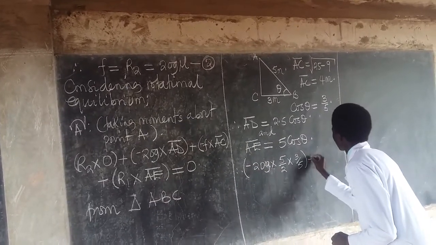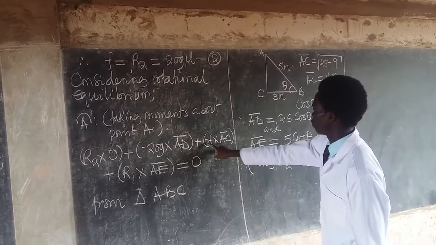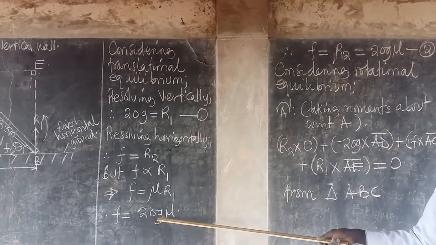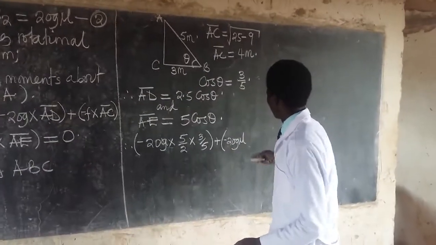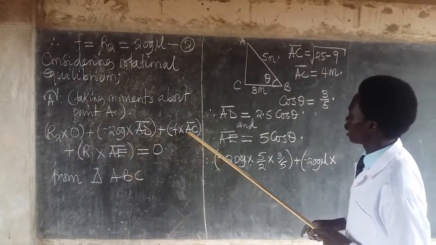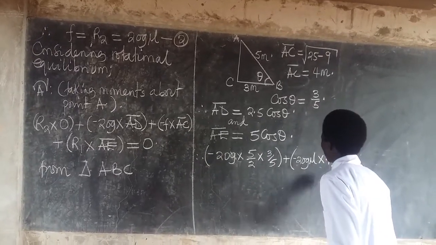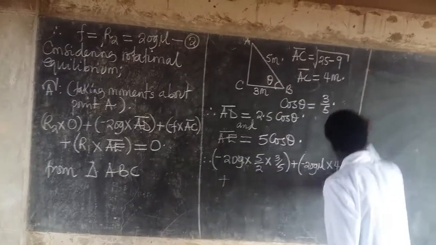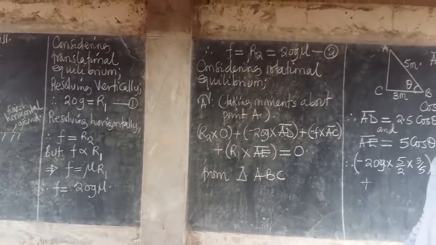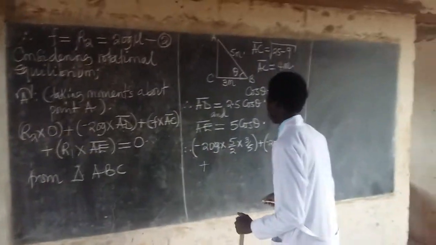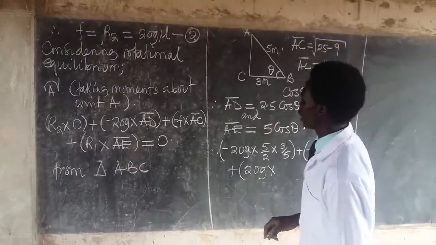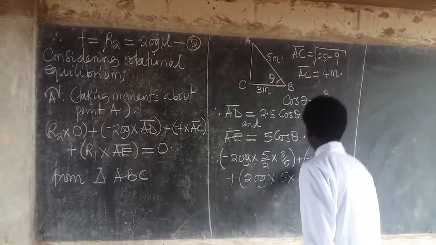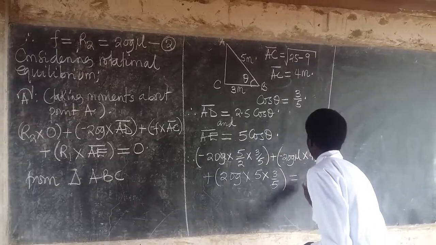And then plus, I have negative f, and our f is actually 20g mu. So I'll have negative 20g mu times AC, and our AC is 4. And then plus, the next is R1. Our R1 is the same as 20G. So I'll have 20G times AE. AE is 5 cosine theta. Cos of theta is 3 out of 5. And this is going to be equal to 0.